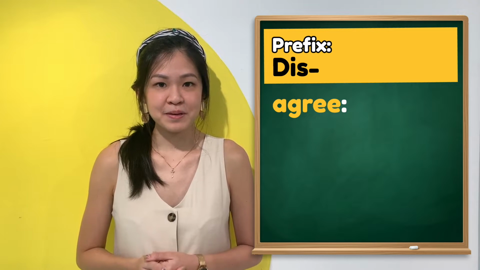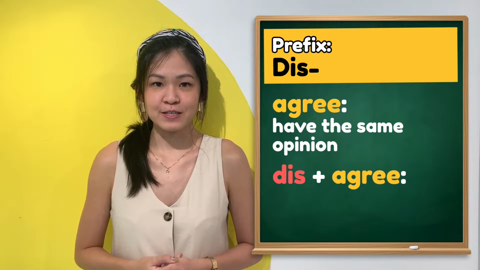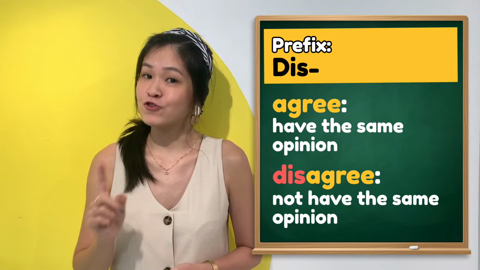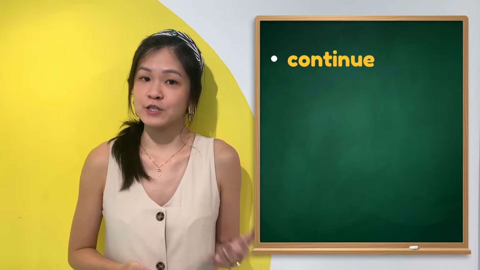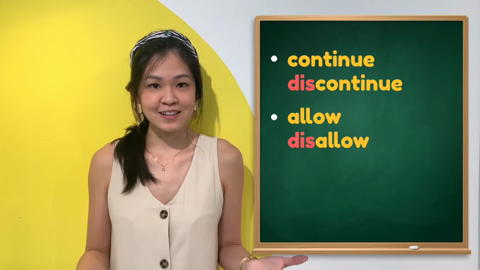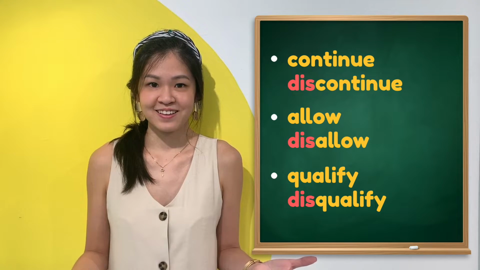Let's take a look at the word agree. Agree means to have the same opinion. Adding the prefix dis to agree will form the word disagree, which means to not have the same opinion. The same goes with continue, discontinue, allow, disallow, as well as qualify and disqualify.